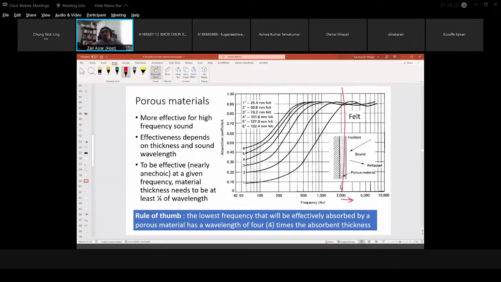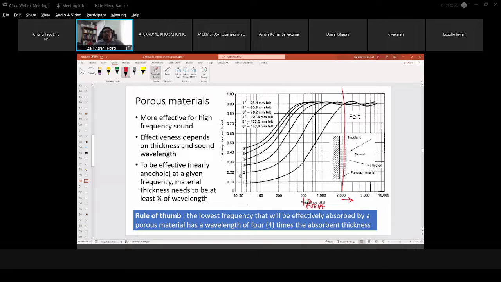However, lower than 2000 hertz, we are seeing that okay, the thicker the felt, the better the performance. Right. So for example, with 6 inch felt, you can have the same performance from 500 hertz and above. Okay, however, if you want a better performance below 500 hertz, you need a thicker felt to do that. Okay, so the thicker the felt, the better the performance will be in low frequency range.